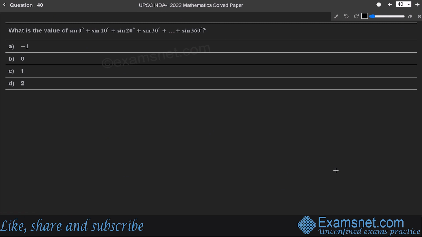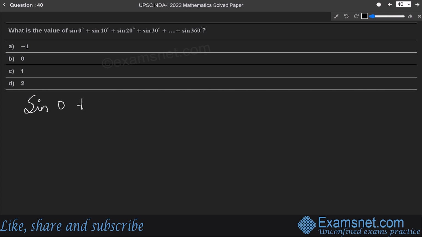Next question is, what is the value of sin 0 + sin 10 + sin 20 + sin 30 and so on up to sin 360? While looking at this question, we think that we have to add so many values. But no, there is a very simple trick to this question. Let us see it.